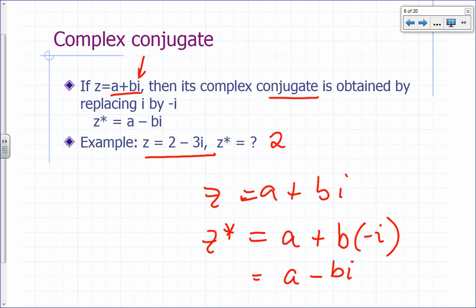2 plus 3i. So you say 2 minus 3 times -i. Anytime you see an i, replace it by -i. So that's 2 plus 3i.